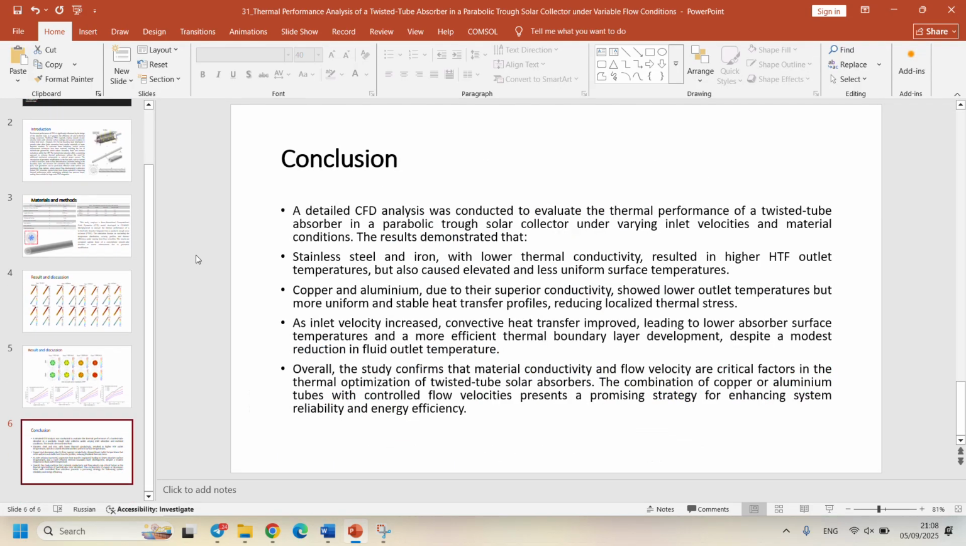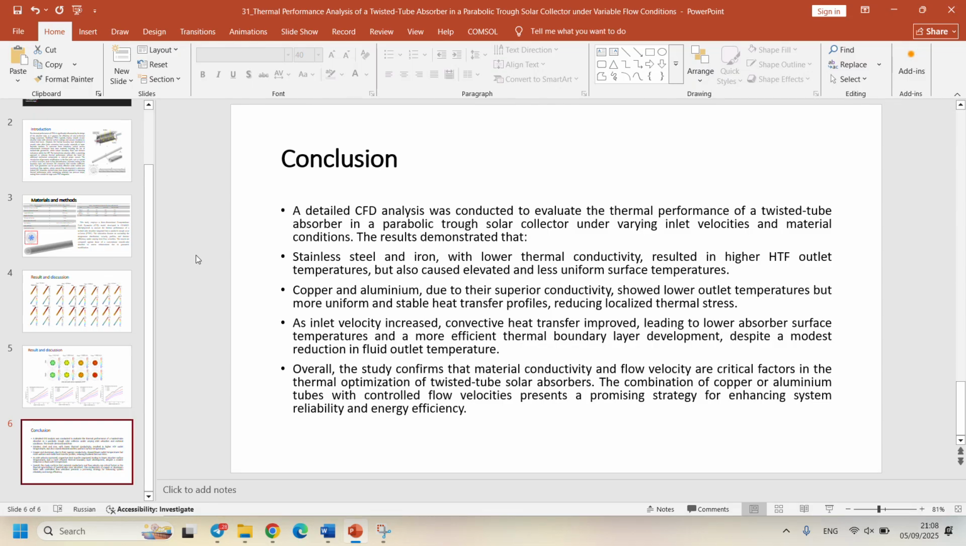Conclusion. In our study, a detailed analysis was conducted to evaluate the thermal performance of the twisted absorber tube in a parabolic trough collector under varying inlet velocity and material conditions. The results demonstrated that stainless steel and iron, with lower thermal conductivity, result in higher surface temperature variation, but also cause a less uniform surface temperature.